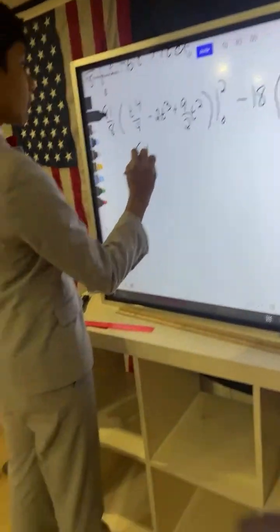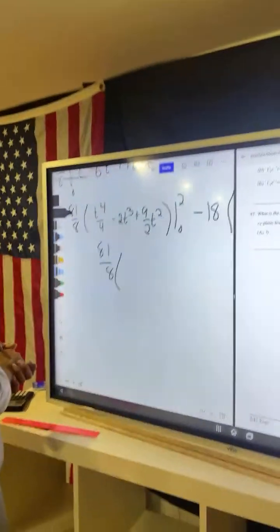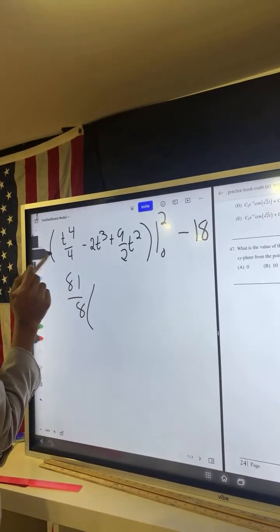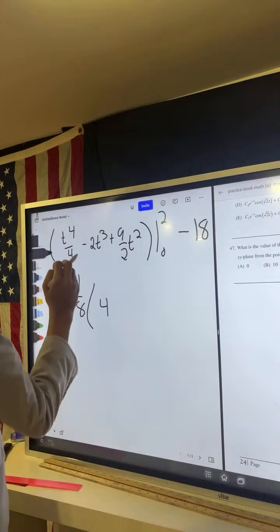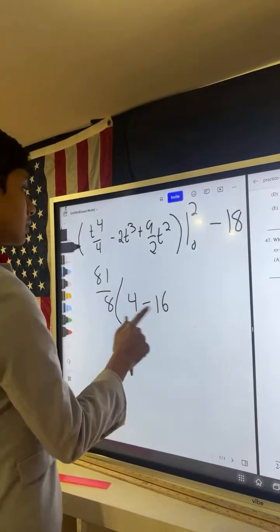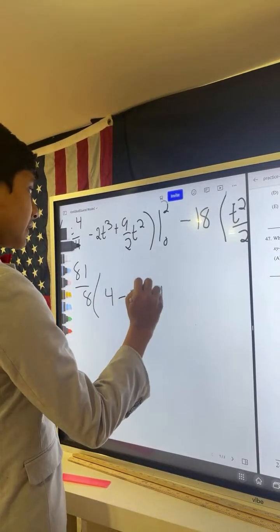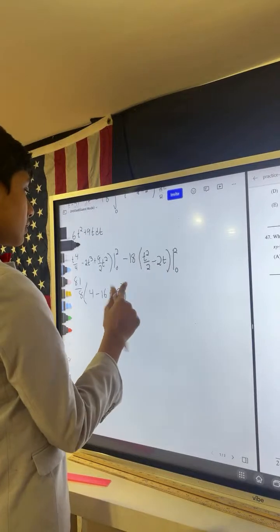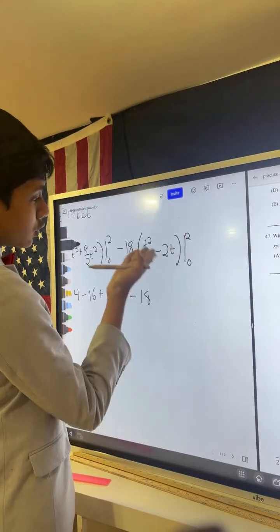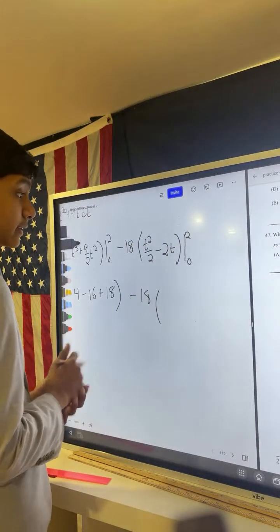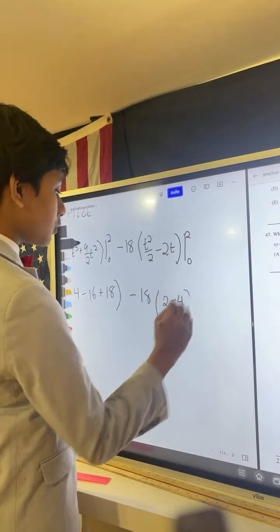Okay, so you get 81 over 8. Of course, if you plug in 0, the whole thing goes to 0. So let's just plug in the limit 2. 2 to the 4 over 4 is 4. Minus 2 times t cubed, 2 cubed is 16. Plus 9 over 2 t squared is 18. So minus 18 times, of course, this once again goes to 0 if you plug in the lower limit. So just plugging in the upper limit gives us 2 minus 4.